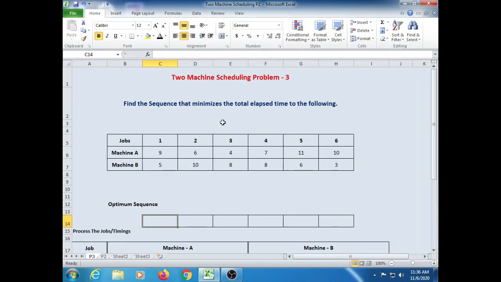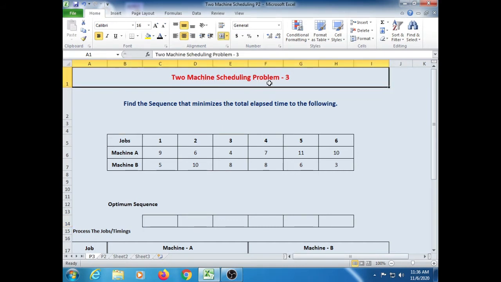So today I'm going to teach you problem 3, that is related to two machine scheduling. So two machine scheduling, this is problem number 3. So let us see what the problem is.